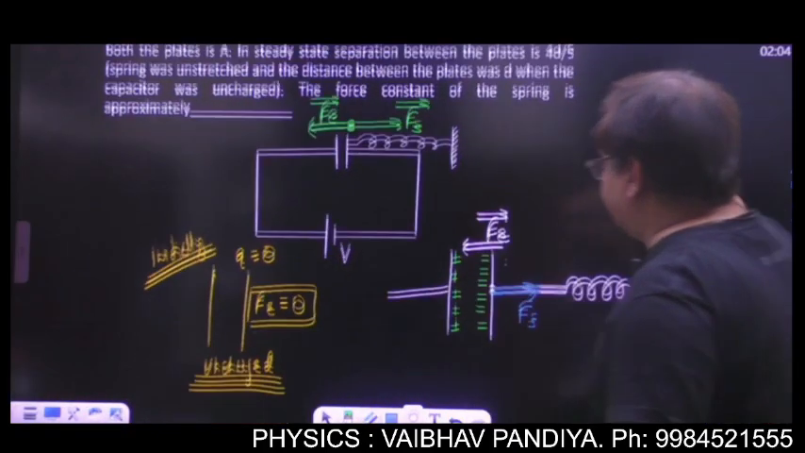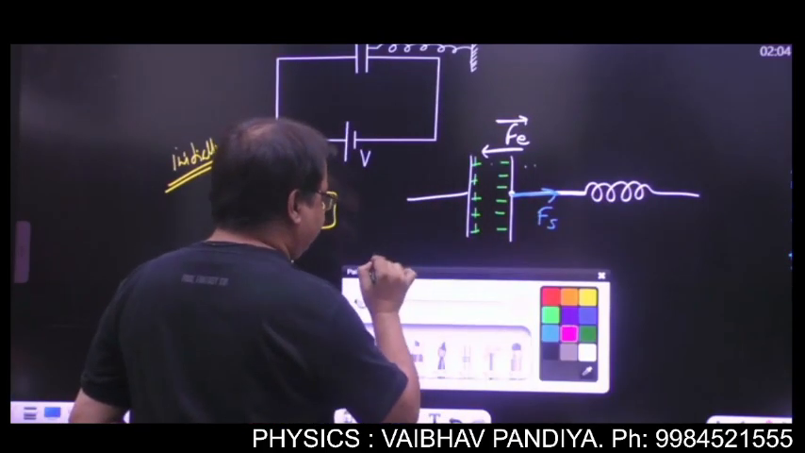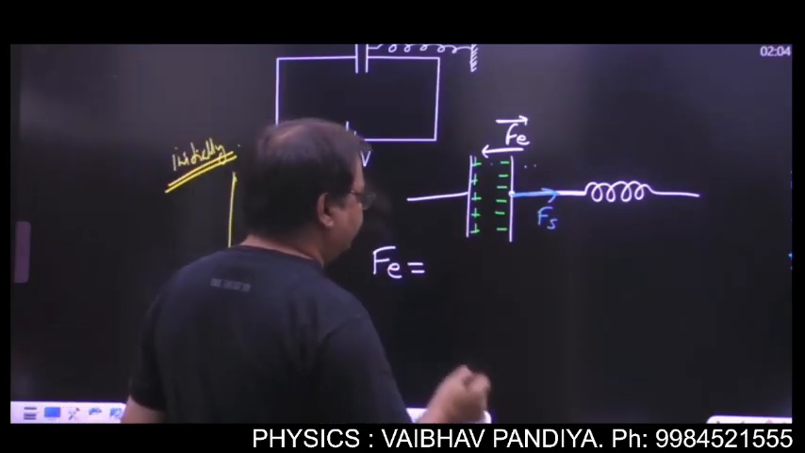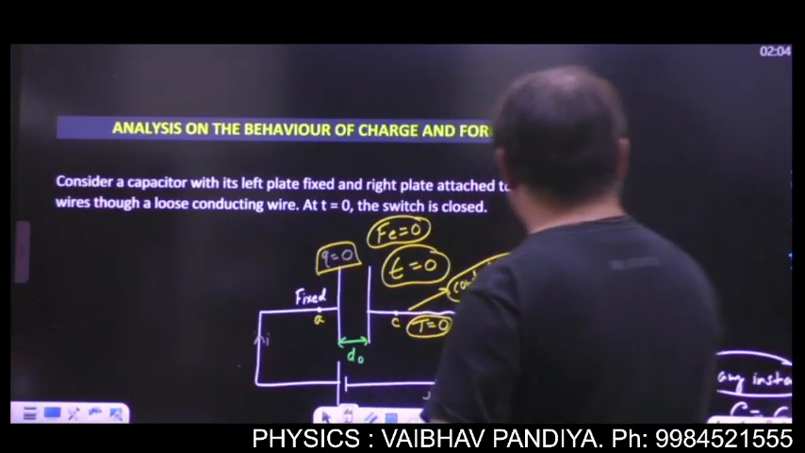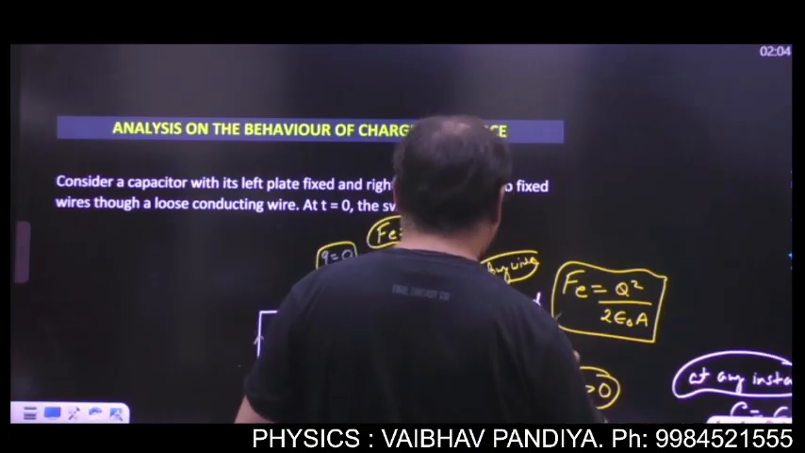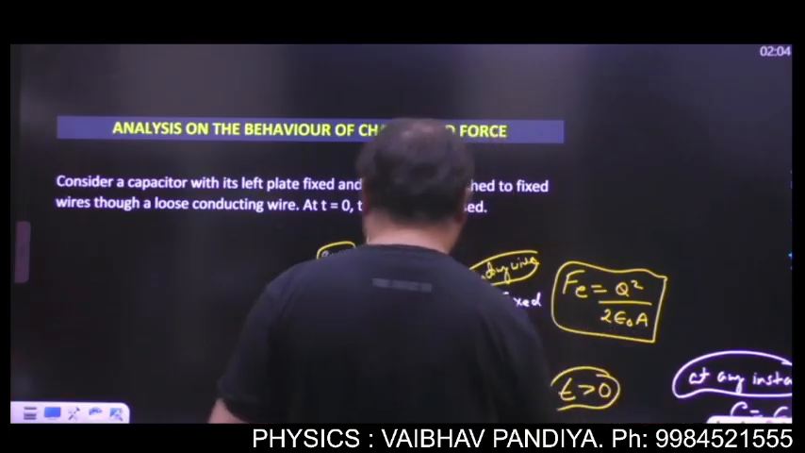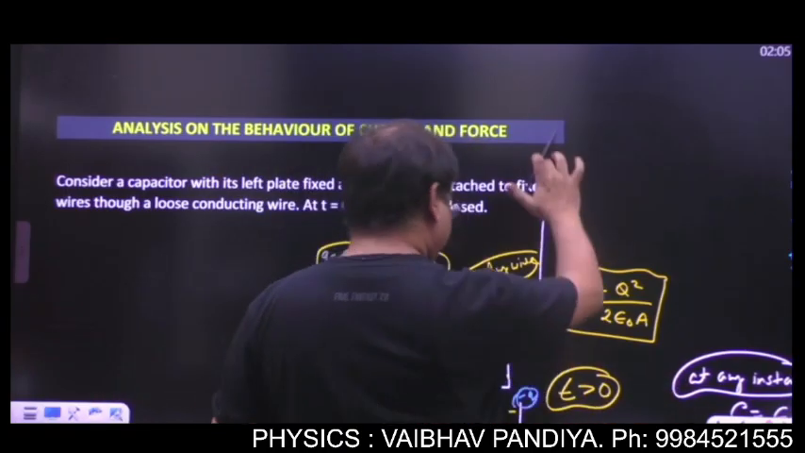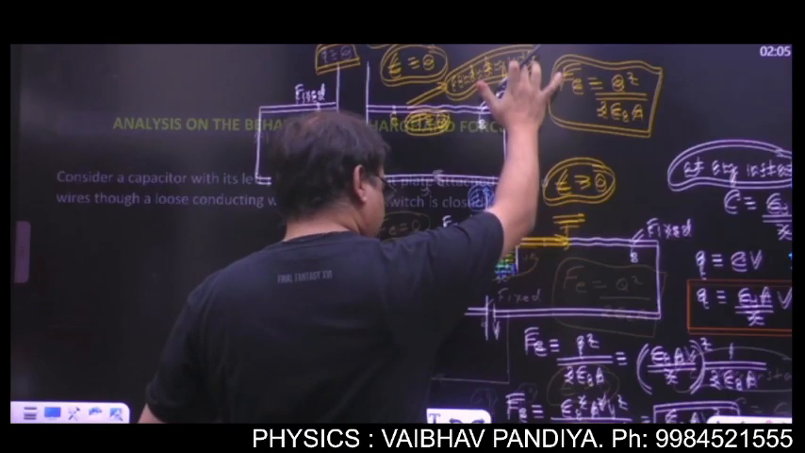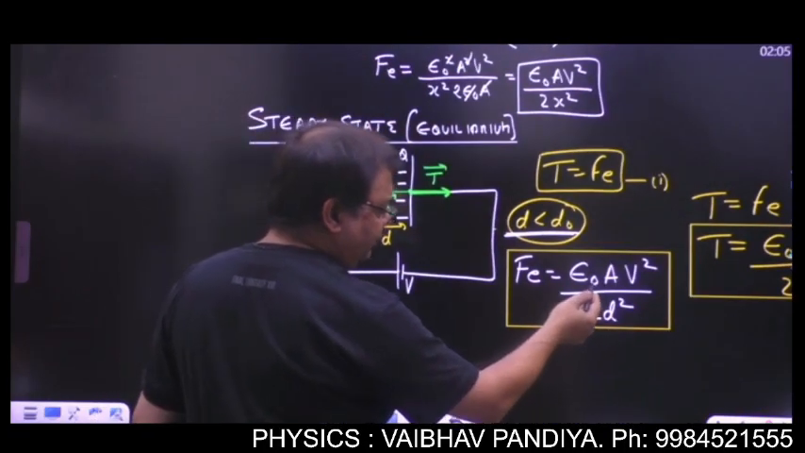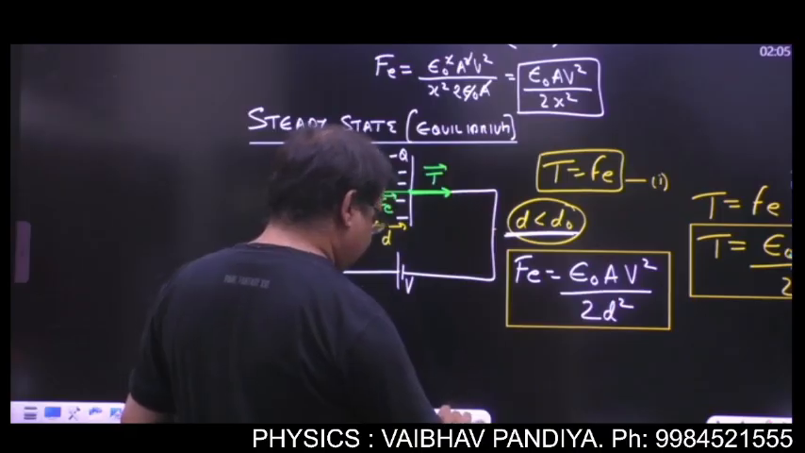Now we have seen what the electric force is. We have seen in the fundamental lecture that it came to be Q square by 2 epsilon naught A, correct? Q square by 2 epsilon naught A. That was the electric force between the plates, and already we have derived this, with Q equal to CV. So if the separation is d, we got epsilon naught A V square by 2d square.